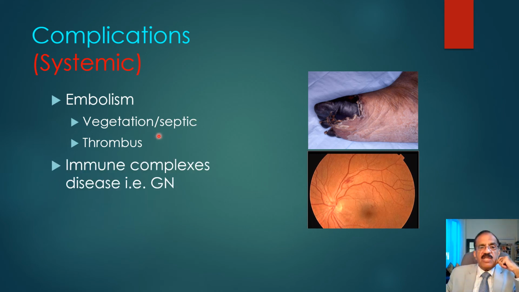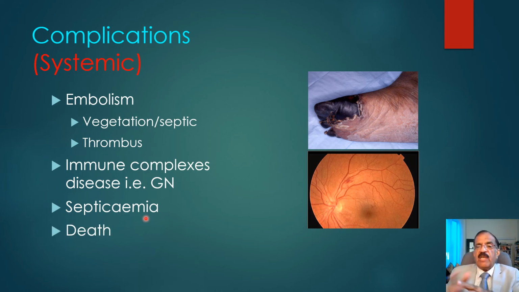Then immune complex disease. In response to this chronic infection, one can develop immune complex disease like glomerulonephritis, or septicemia. Septicemia is a condition where there are circulating toxins, bacteria, and many other organisms. They cause a lot of bacteriological and immunological effects, ultimately leading to what we call septicemic shock, a very serious condition. If a patient with endocarditis is not treated properly, that patient could end up in septicemia. And of course, septicemia can result in death. Any of these conditions can also result in death.